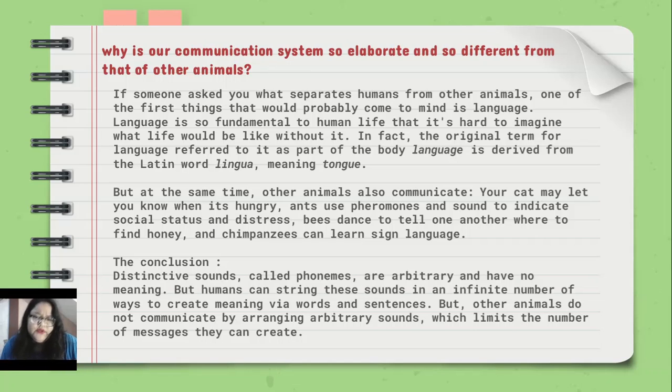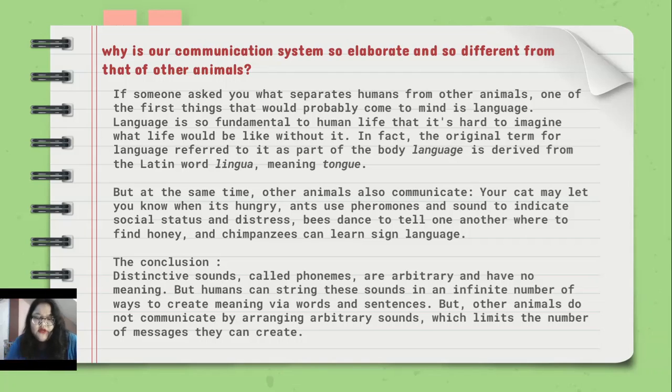If someone asks you, what separates humans from other animals? One of the first things that would probably come to mind is language. Language is so fundamental to human life that it's hard to imagine what life would be like without it. In fact, the original term for language referred to it as part of the body. Language is derived from the Latin word lingua, meaning tongue.